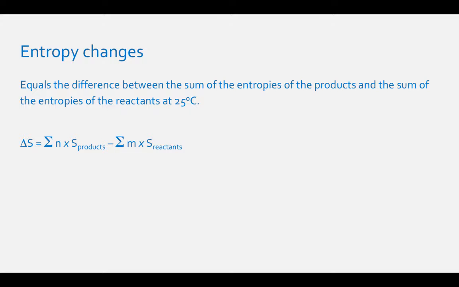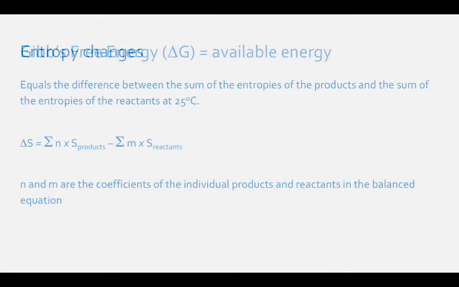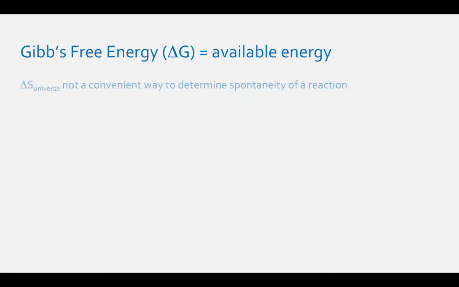In the above reaction, N and M are the coefficients of the products and the reactants in the balanced equation. Calculating delta S of the universe is not a convenient way to determine if a reaction is spontaneous or not. So we will introduce a new term to determine if a reaction is spontaneous. Gibbs free energy, which is represented by a delta capital G, or the available energy of a reaction.